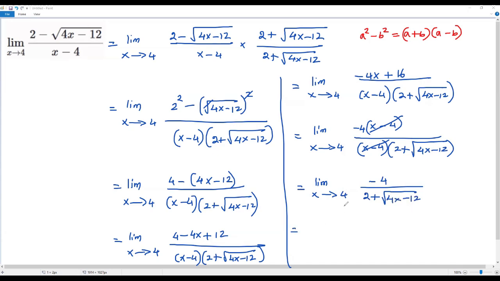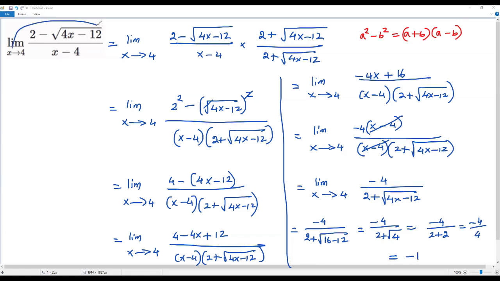Now let me plug in the given limit of 4 for x. I get −4 over (2 + √(4 times 4 − 12)), where 4 times 4 is 16. That equals −4 over (2 + √(16 − 12)), and 16 − 12 is 4. The square root of 4 is just 2, so I get −4 over (2 + 2), which is −4 over 4. When I divide −4 by 4, I get −1. So the evaluation of the given limit equals −1.